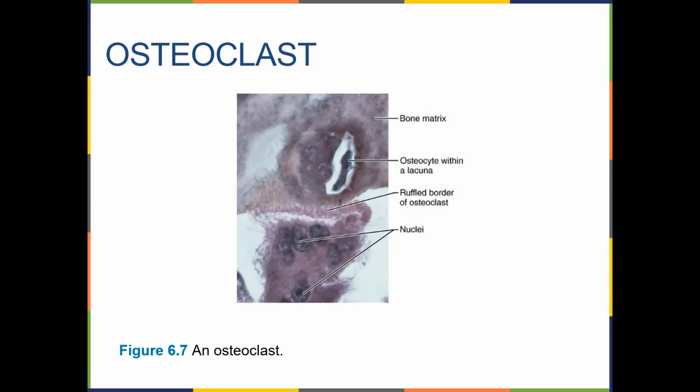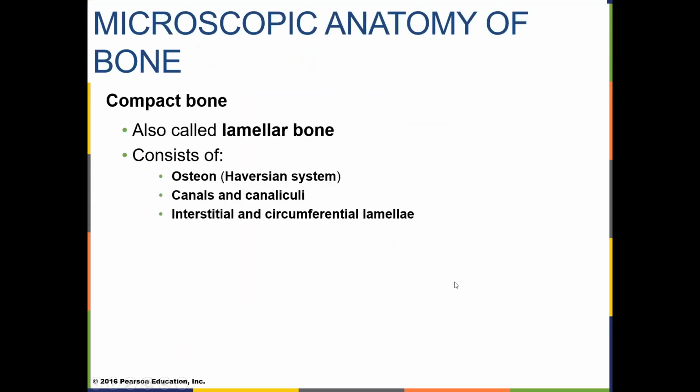So it's a huge cell. It has lots of nuclei. So it tells us that during development, it's probably the result of formation of a number of cells that came together to produce this larger cell with lots of lysosomes in it. So that's part of the microscopic anatomy of our bone.